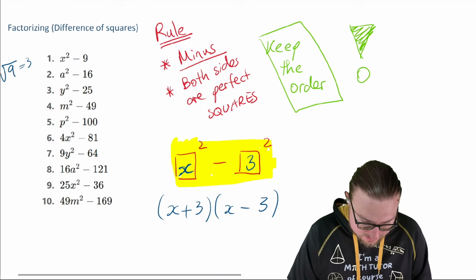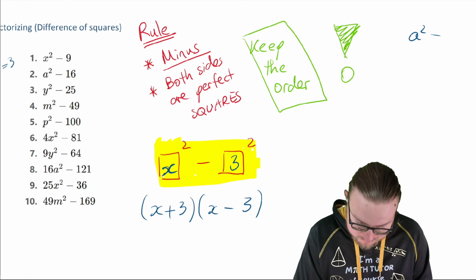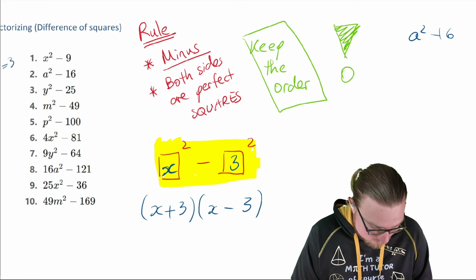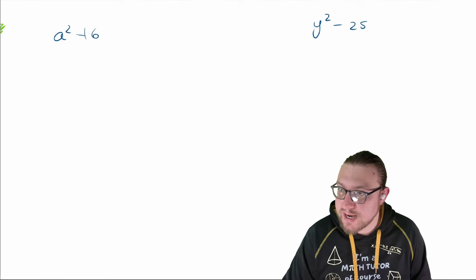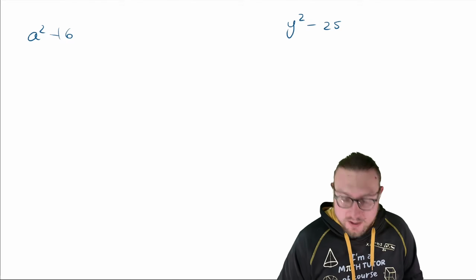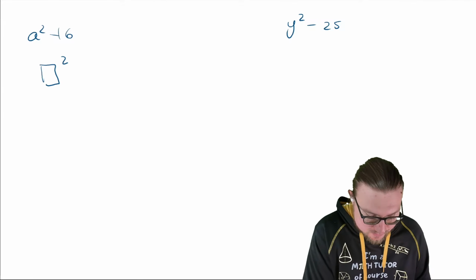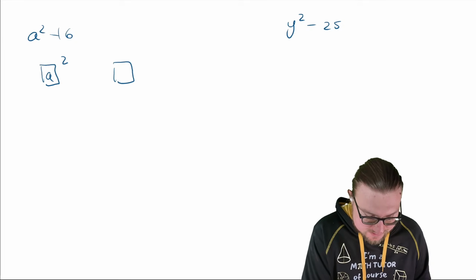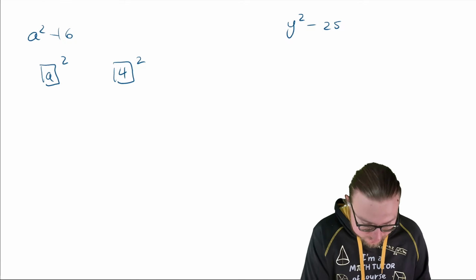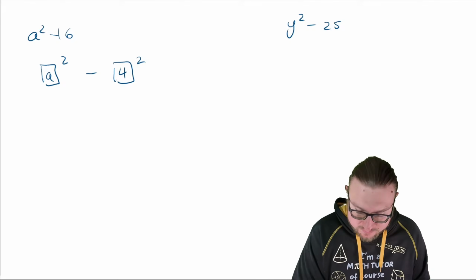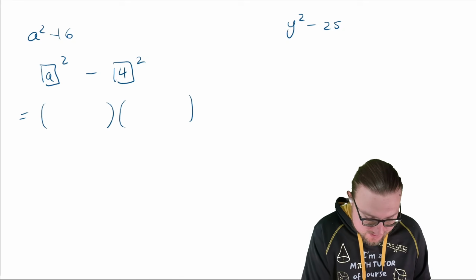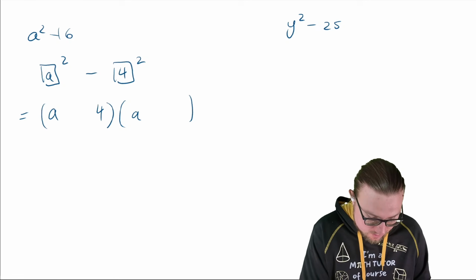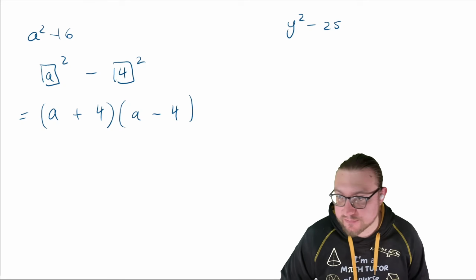Now let's have a look at another question. We have a squared minus 16 and we have y squared minus 25. Let's do a squared minus 16 first. Again, we're looking for something squared that makes a squared. So that's going to be a. We're looking at something that makes 16. That's 4. And we know it's a negative in the middle. Perfect. And we're just going to write two brackets and write them in the same order. A, 4, A, 4. One is positive and one is negative. And we're done.